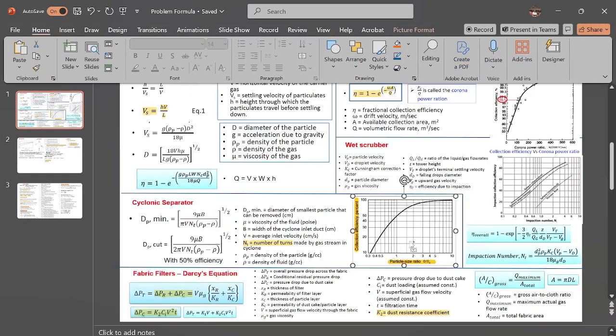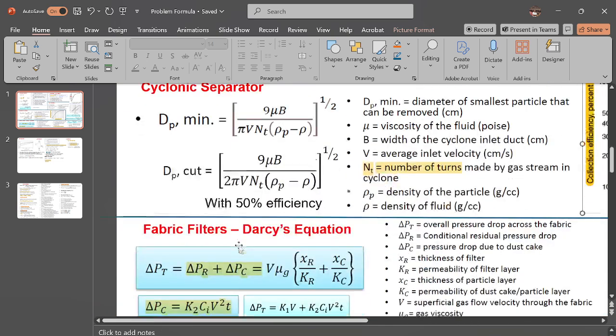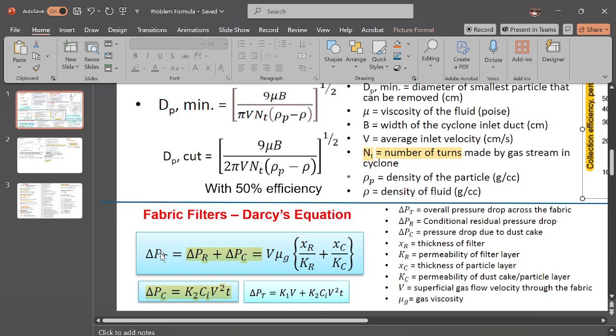Yeah. So for fabric filters, these are all the formulas. It's based on Darcy's equation, right? They have given the overall pressure drop is equal to the conditional residual pressure drop plus the pressure drop due to dust cake. These are the two concepts we discussed last week in the design of fabric filters. So total pressure drop will be your conditional residual pressure drop plus pressure drop due to dust cake.